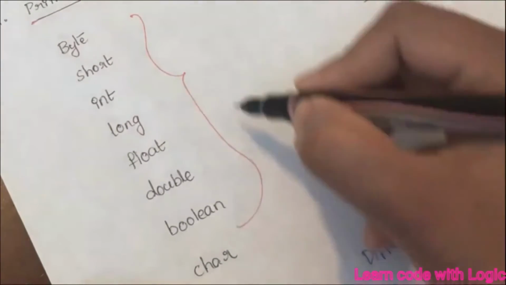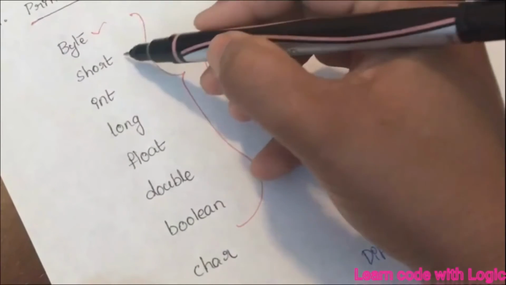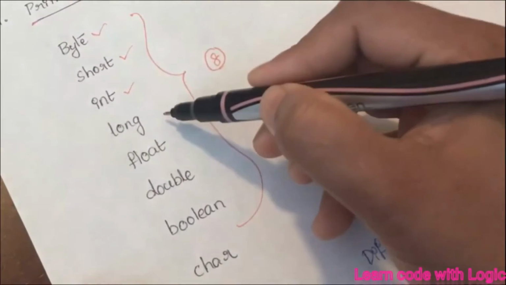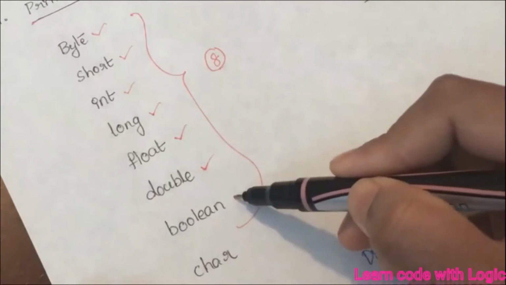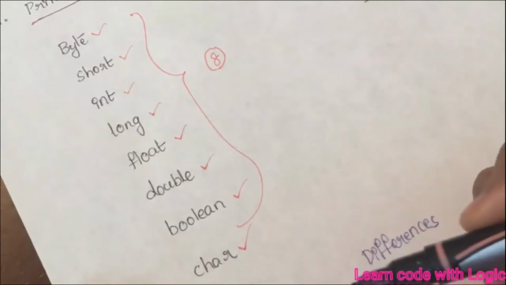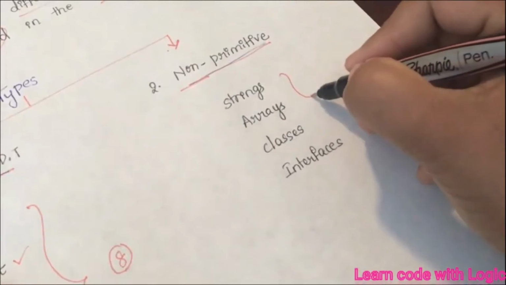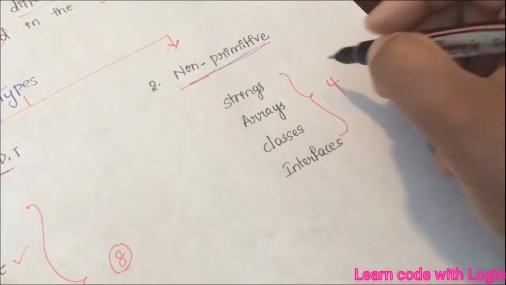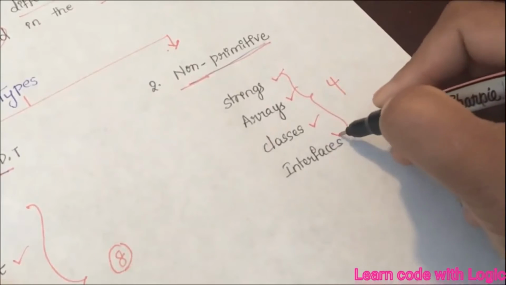These 8 are the primitive data types: byte, short, int meaning integer, long, float, double, boolean, and char meaning character. There are 4 types of non-primitive data types: strings, arrays, classes and interfaces.